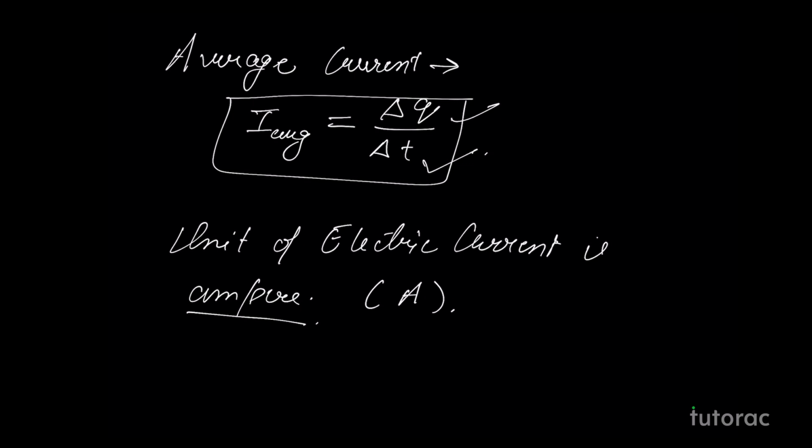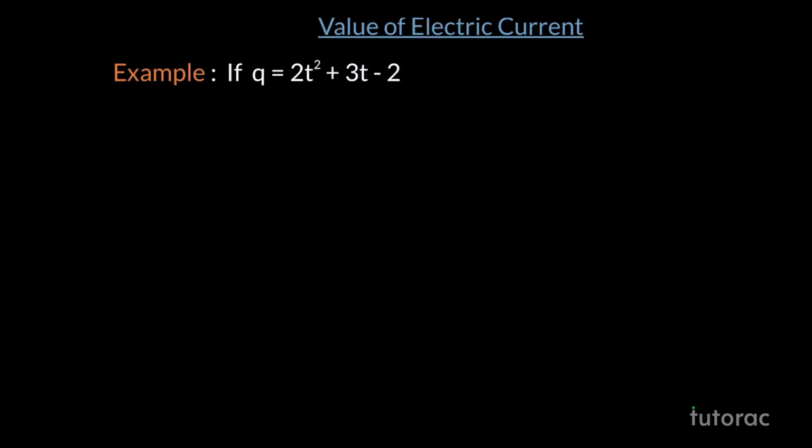Now, let's try to see some examples on its basis. So, suppose there is an equation given to you. The equation is like Q equals to 2t square plus 3t minus 2. What this equation is doing? This equation is telling about the charge, that the charge is a function of time. With time, the amount of charge will also vary.